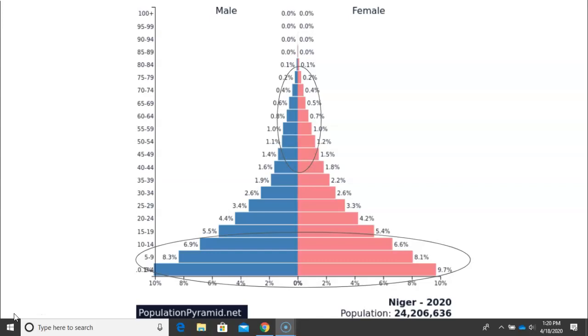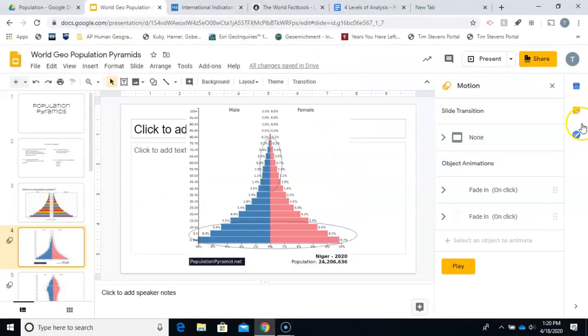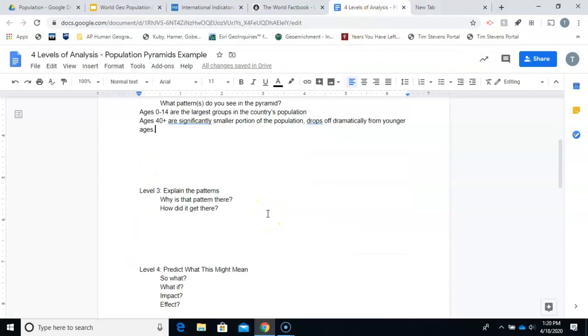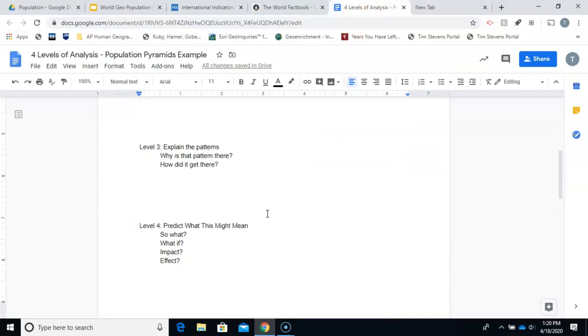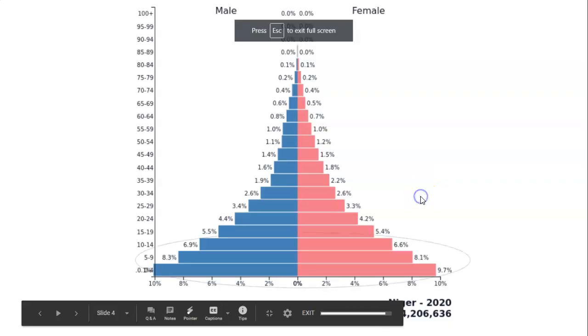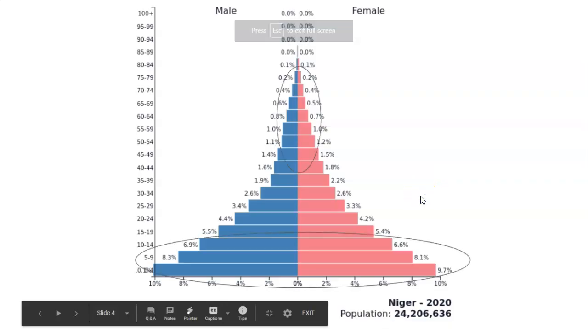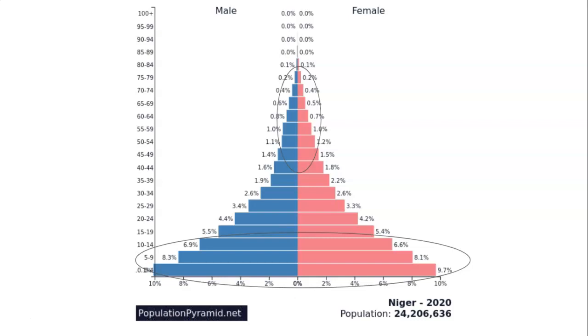So now, if I look at my level 3 analysis, I have to explain why that pattern is there. Why do I see these two things? All right, so remember with level 3, you're going to need to do some research. And I'm going to have you look at the same 2 websites you should have looked at for the Asia map assignment. You're going to look at the CIA World Factbook, and you're going to look at the Population Reference Bureau, because they will give us a lot of information.